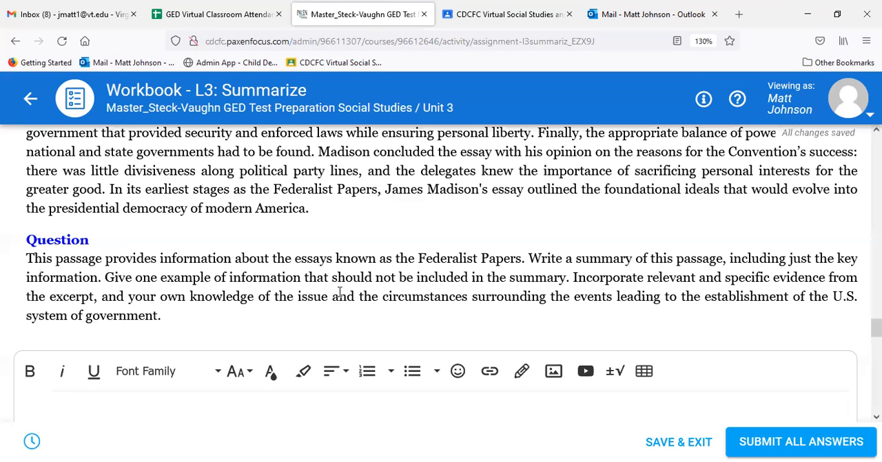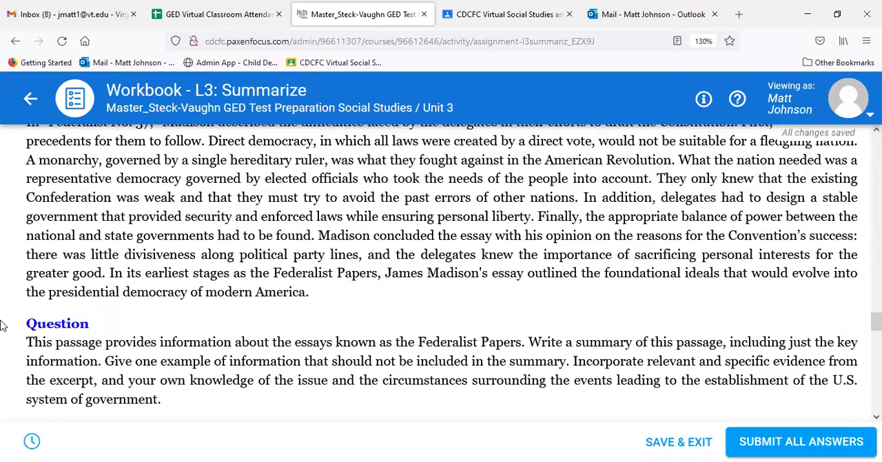And again, it's write a summary of this passage, including just the key information. Give one example of information that should not be included in the summary. So we're going to look for some details that would not be part of the summary. Incorporate relevant and specific evidence from the excerpt and your own knowledge of the issue and the circumstances surrounding the events leading to the establishment of the U.S. system of government.